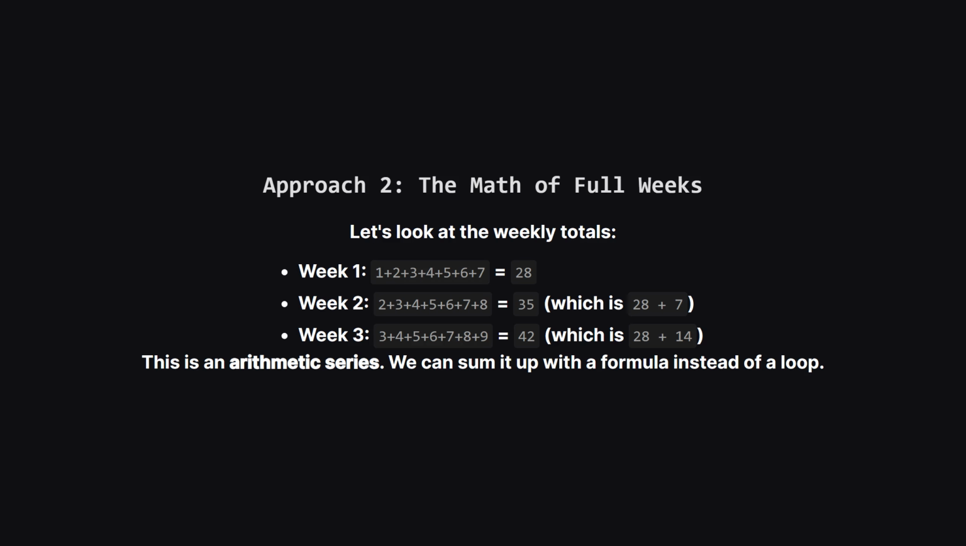Let's look at the totals for each full week. Week 1 is $28, week 2 is $35, week 3 is $42. Notice a pattern? Each week's total is exactly $7 more than the previous one. This is what's called an arithmetic series, and there are well-known formulas to calculate the sum of such a series without needing a loop at all.